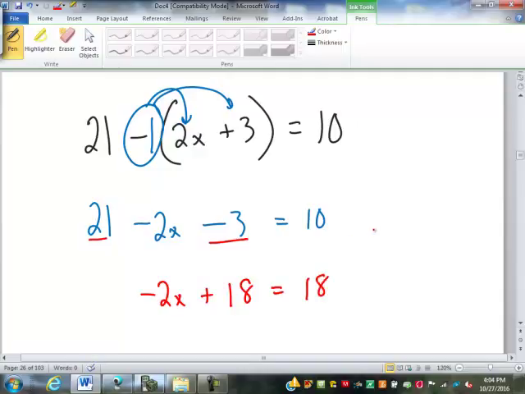It really doesn't matter. I could have had 18 minus 2x equals... Yep, that would be fine. I don't know why I put 18 over there. Good call. Equals 10. You're right. So that does not change the answer. Nothing changed. That was my fault.